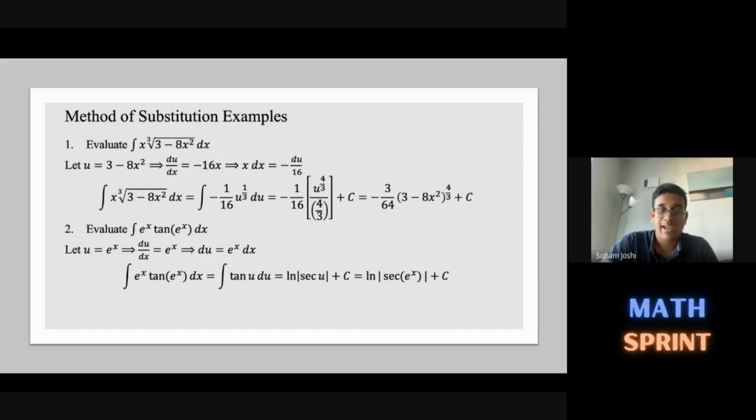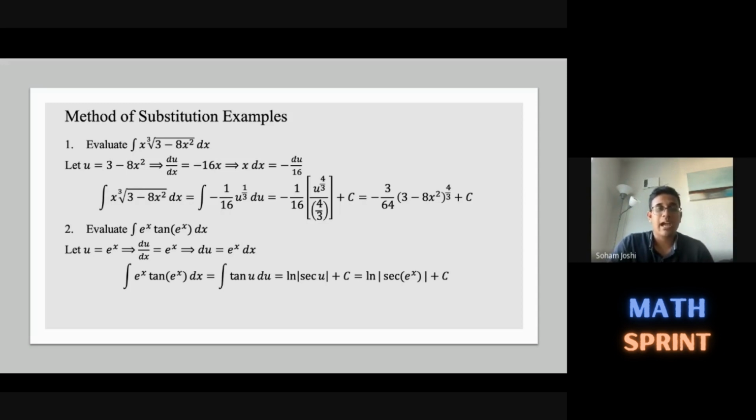Now let's put this into the integral. Tan e to the power of x is changed into tan u. So e to the power of x tan e to the power of x dx can be changed into tan u du. So now we integrate this. Recall the rule where you integrate tan x with respect to x and you get ln sec x plus c. So we integrate tan u with respect to u and you get ln sec u plus c. And we can substitute u with e to the power of x, so we finally get ln absolute value of sec e to the power of x plus c.